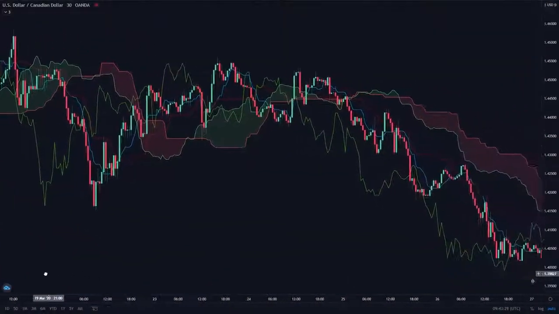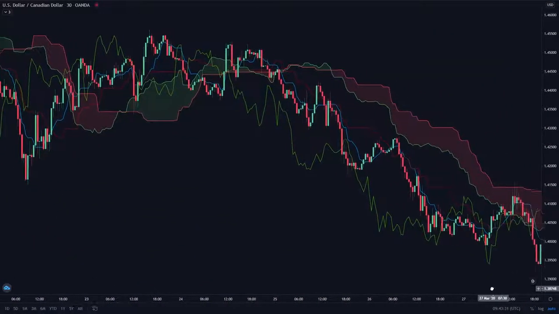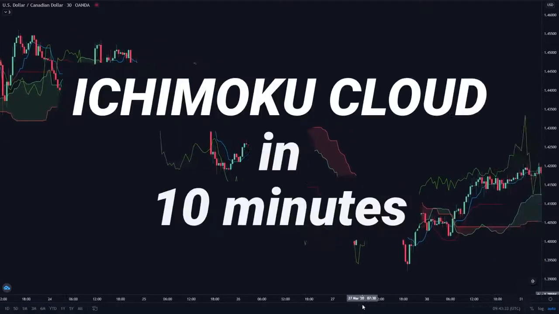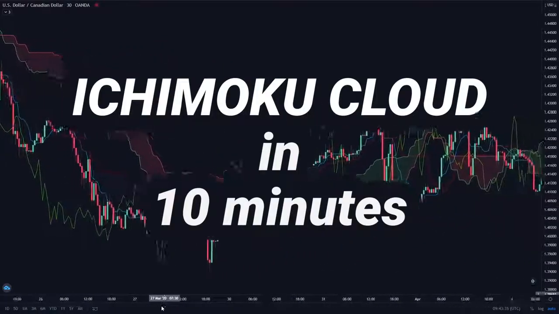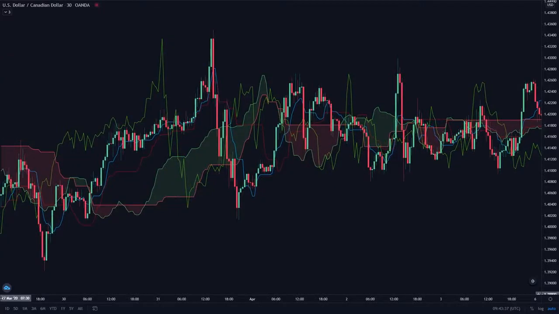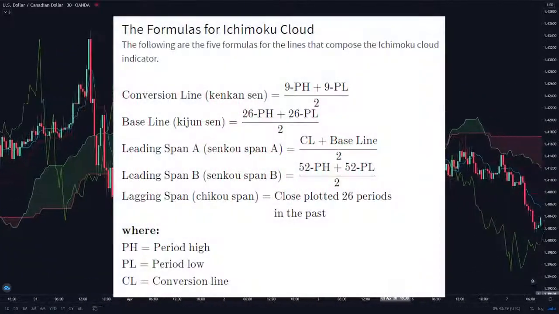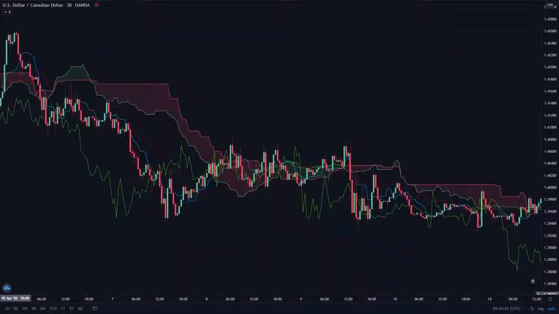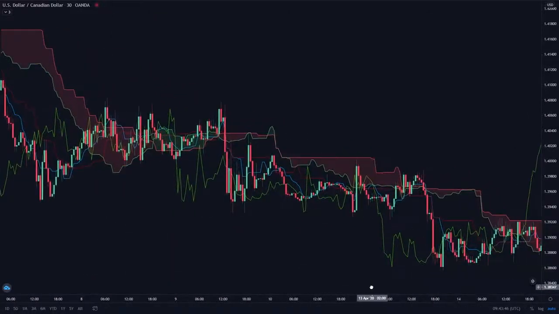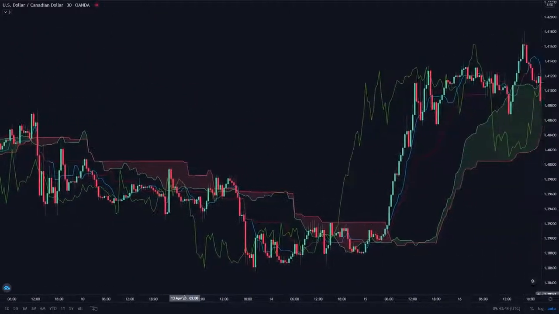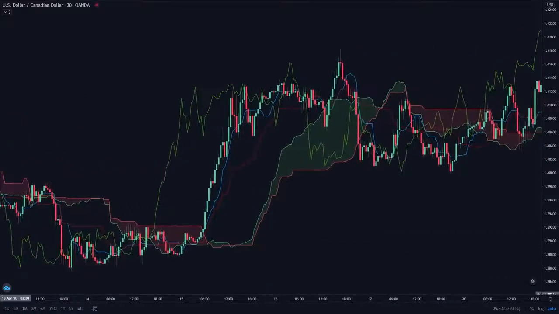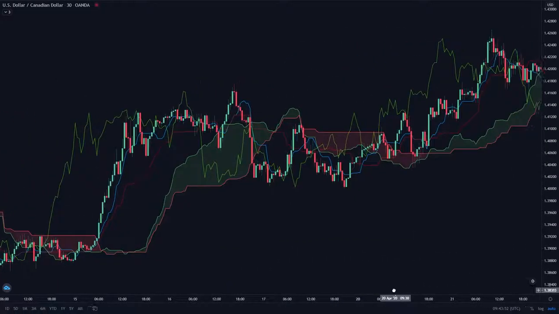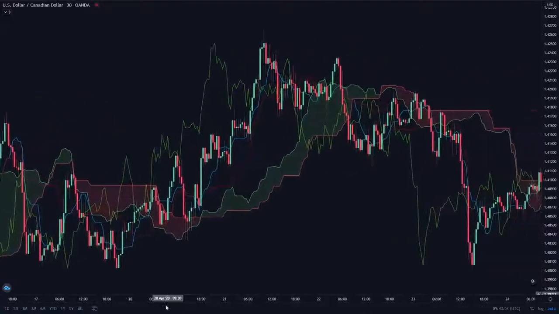Hey traders, so in this video, I'm going to be explaining everything you need to know about the Ichimoku cloud indicator in less than 10 minutes. And as usual, I'm not going to waste your time explaining the formulas and the calculations of the indicator. This video is purely about explaining the different techniques and how to use the indicator, so that you can immediately implement it in your trading arsenal right after watching this video. So without further ado, let's get started.